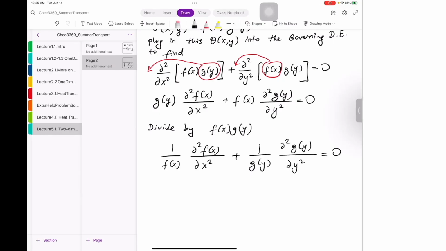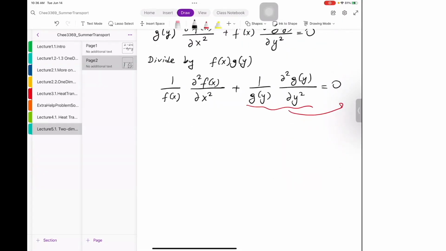The reason why we did this is because I want to keep all the terms which are a function of x in one term, and all the terms which are a function of y in another term. And let's take this one to the other side of the equation, and you get the following: 1 over f of x del square f of x over del x squared.